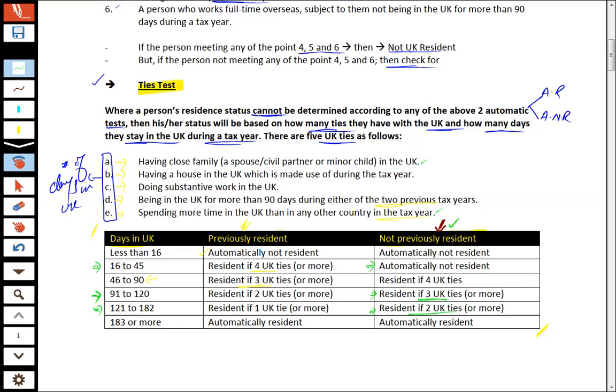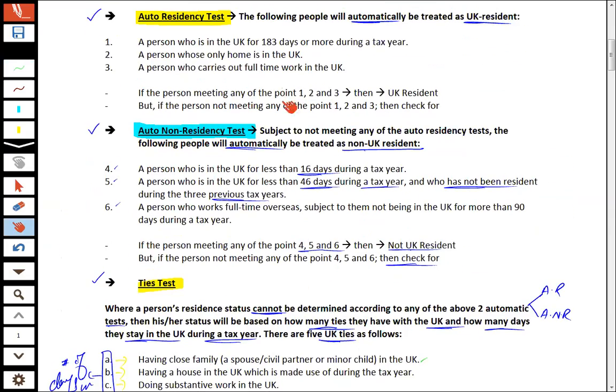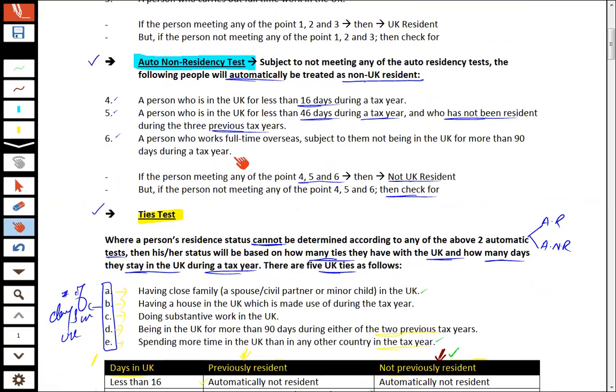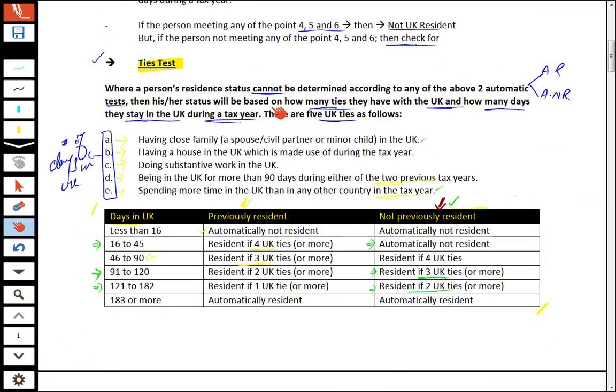So all these are required to keep in mind: the residency test, the non-residency test, and the ties test, and the ties test is to be linked with the number of days in the UK.